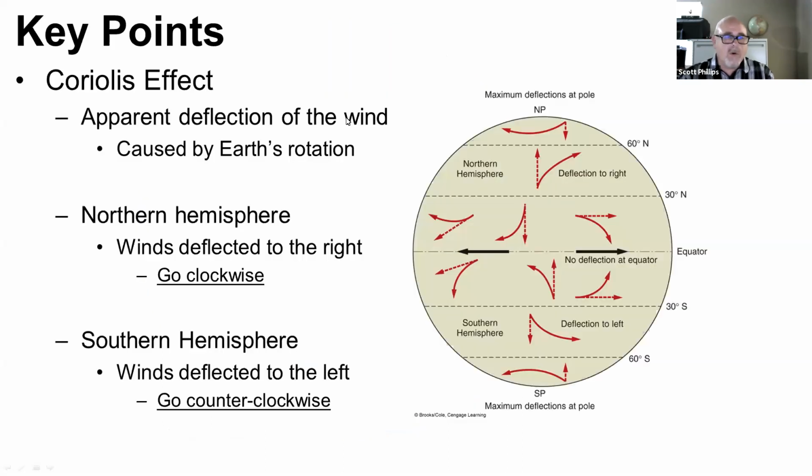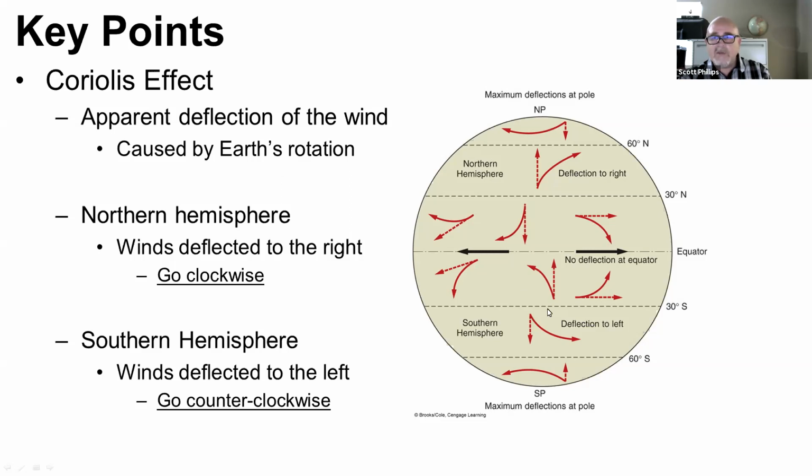And this is called the Coriolis effect. It's the apparent deflection of the wind from the observer's view, and it's caused by the Earth's rotation. It creates a pattern in which, in the northern hemisphere, winds are deflected to the right, and this sets up a clockwise pattern. If you recall, when we looked at ocean currents, they moved in a clockwise pattern because they were in the northern hemisphere and being pushed by these winds.